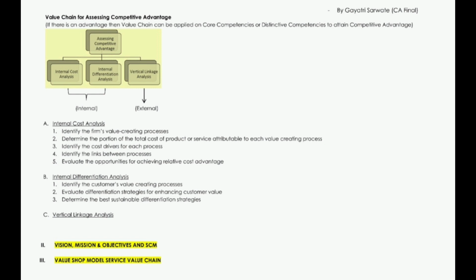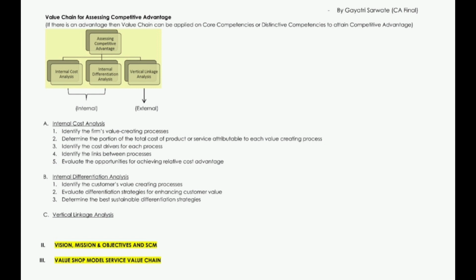To summarize this again within a revision, सबसे पहले हमें आइडेंटिफाई करना है कि फर्म की वैल्यू क्रिएटिंग प्रोसेस क्या है. वैल्यू क्रिएटिंग प्रोसेस को हमने आइडेंटिफाई किया, उसके बाद हमें देखना है कि ईच वैल्यू क्रिएटिंग प्रोसेस की जो कॉस्ट लग रही है उसका प्रपोर्शन क्या है विद रिस्पेक्ट टू द टोटल कॉस्ट. उसके बाद हम देखेंगे कि ये जो कॉस्ट लग रही है किस वजह से लग रही है. दैट इज़ द कॉस्ट ड्राइवर्स फॉर ईच प्रोसेस.